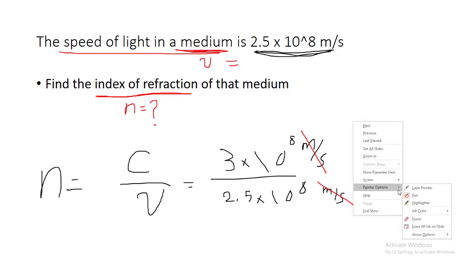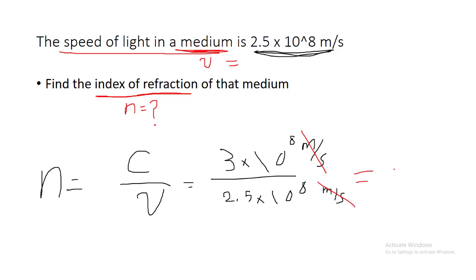No dimensions. Alright, so let's divide 3 times 10 to the power 8 by 2.5 times 10 to the power 8, and we will get 1.2. So the index of refraction of this medium is 1.2, and I really don't need any units. No units here, only a mathematical value, only a number, because this n is unitless. So this is how you find n. This is how you find the index of refraction. I'll give you the speed, you'll find n with this equation.